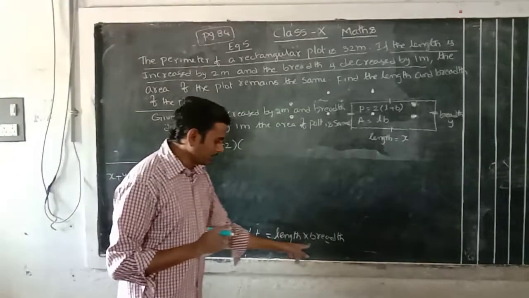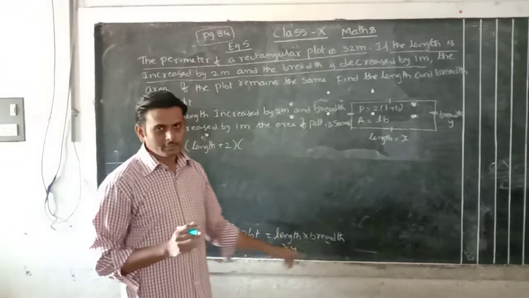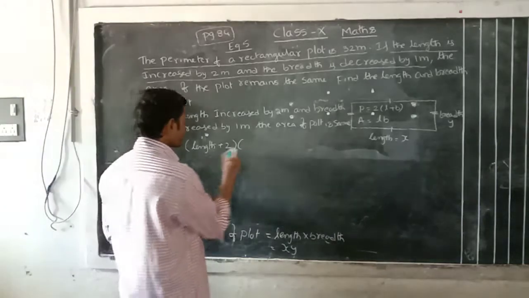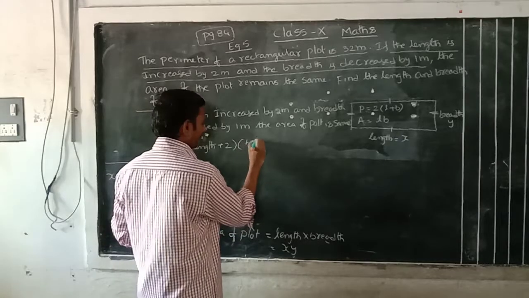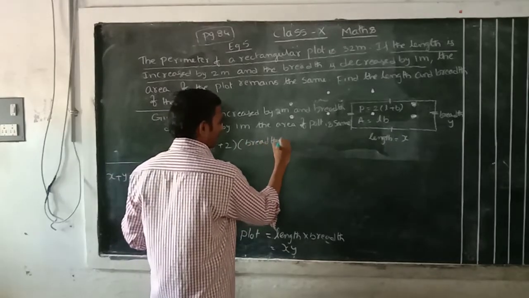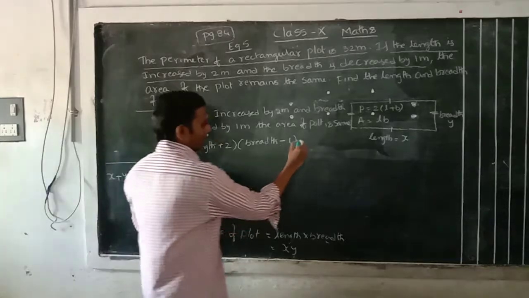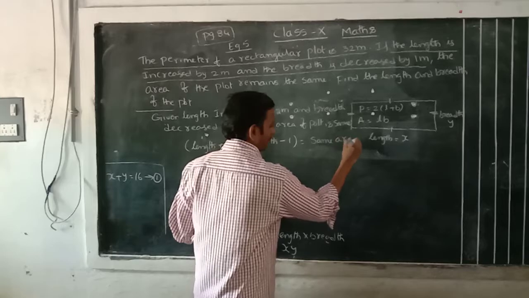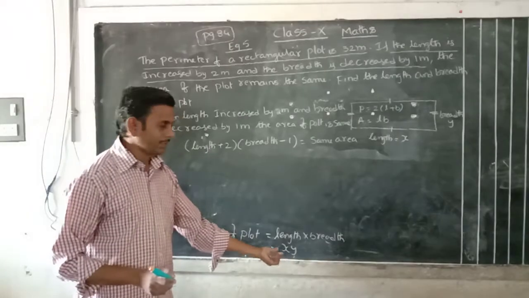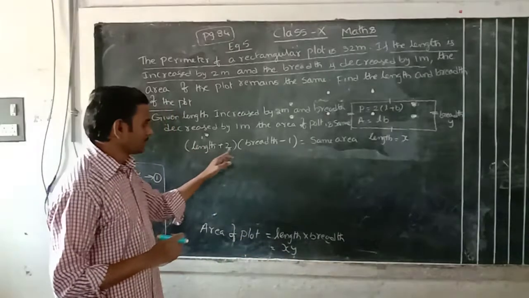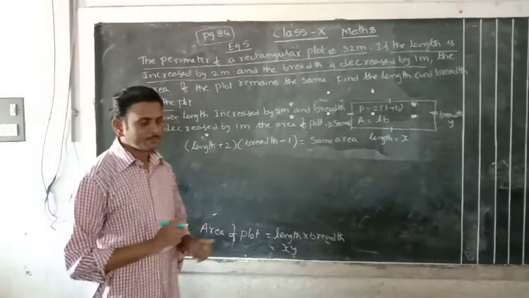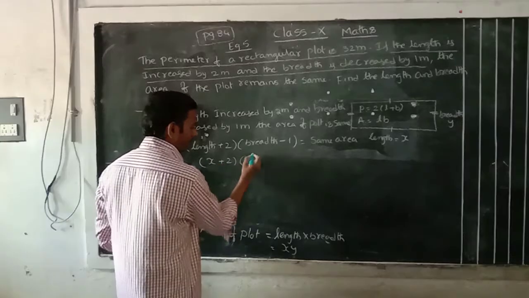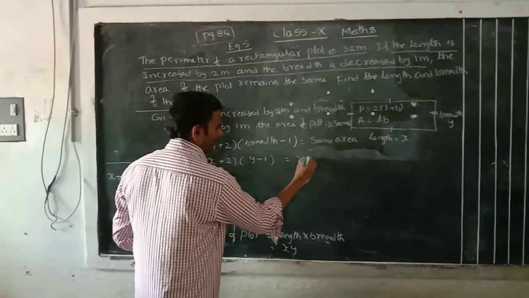The formula for the area of a rectangular plot is length into breadth. So we have to find the product of these two. Length plus 2, breadth minus 1, equal to the same area. That means (x plus 2)(y minus 1) equals the same area, which is xy.